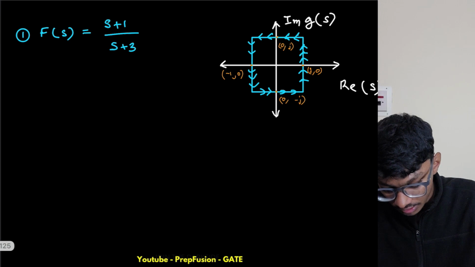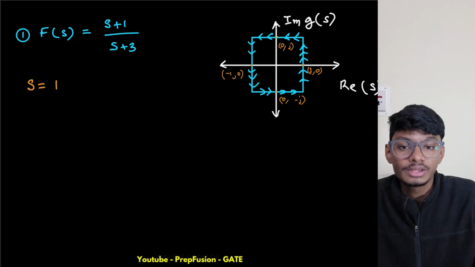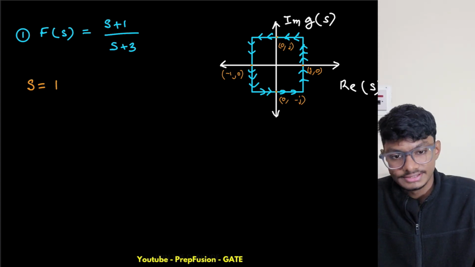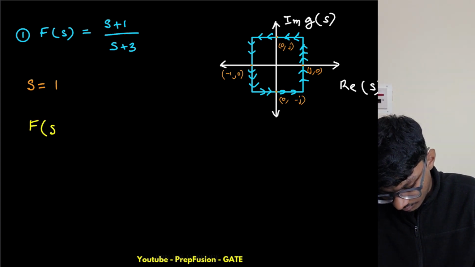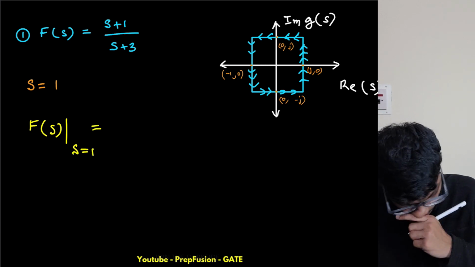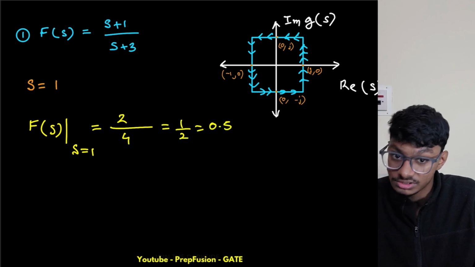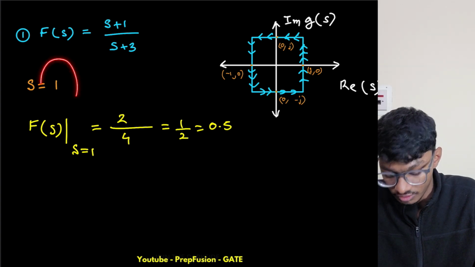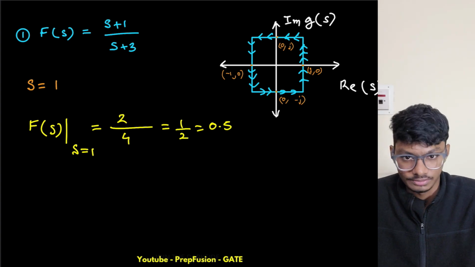Now let's start with s equals 1. So what does my f of s become when my s is equal to 1? When my s is 1, f of s equals simply 2 by 4, which equals 1 by 2. So f of s is 0.5. This is what mapping is for a particular value of s: s is mapped into this f of s. We'll obviously plot that, and there you'll understand better.